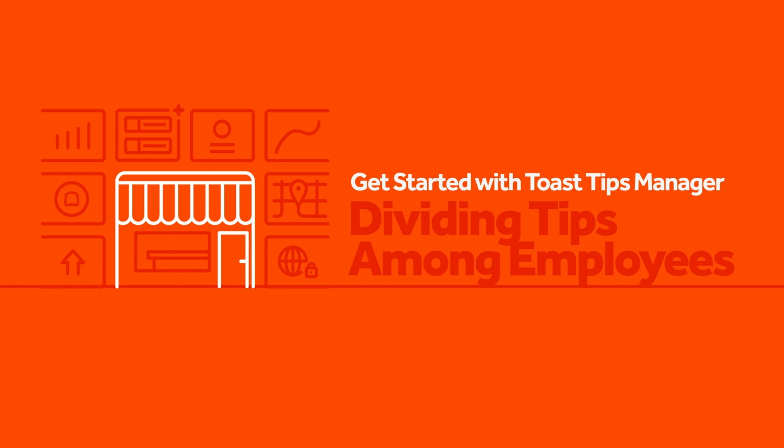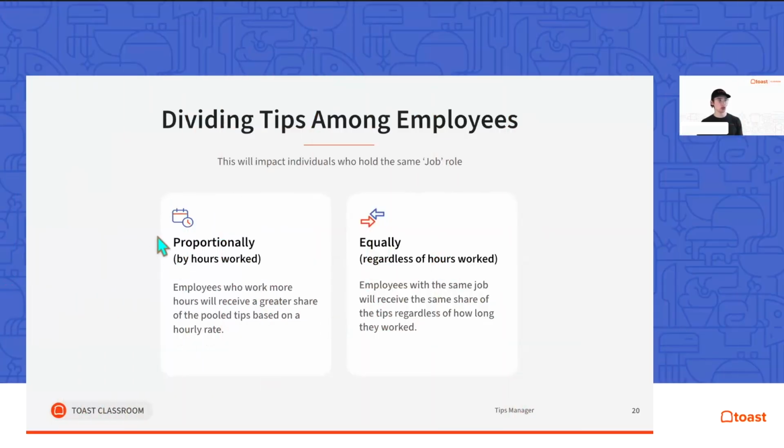Dividing tips among employees. Well, there's 2 ways: proportionally by hours worked or equally regardless of hours worked. Employees who work more hours will receive a greater share of the tip pool. This is dictated on an hourly rate. And then equally, regardless of hours worked, employees with the same job are going to just split that total recipient percentage or points right down the middle.